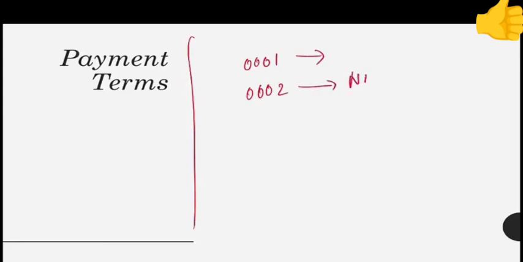Then we have seen payment terms. What's a payment term? Payment term dictates how we need to pay back an invoice that we received from the vendor. We have seen examples of payment terms like 0001, 0002, for example, is net 30. And then we have seen that apart from the number of days, we can also specify cash discount.